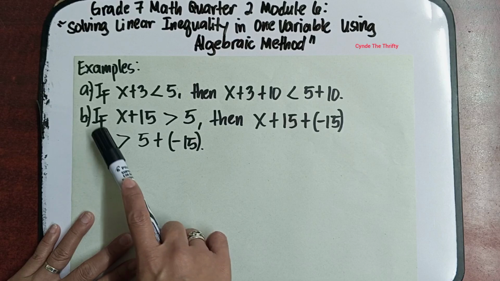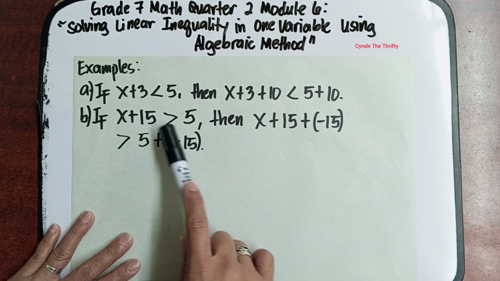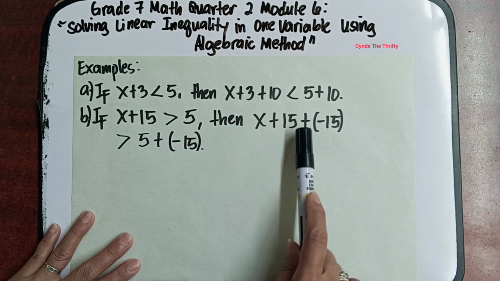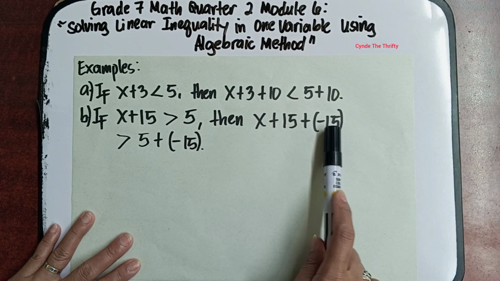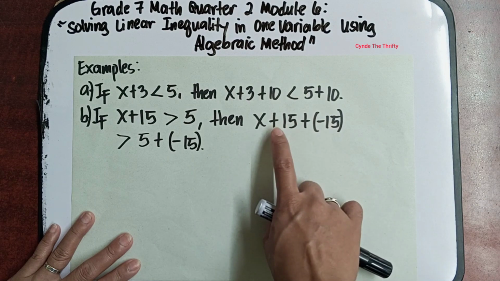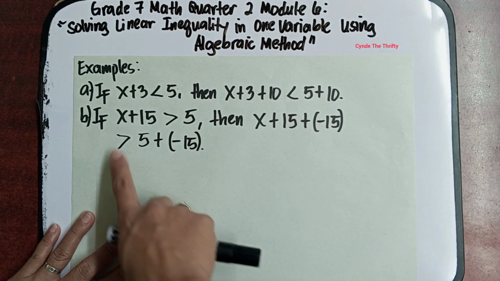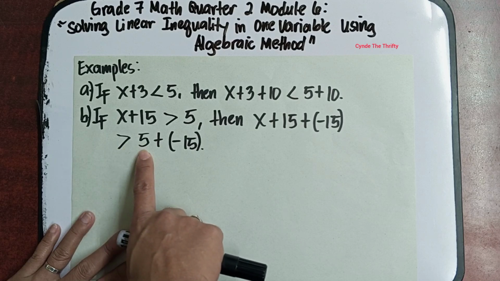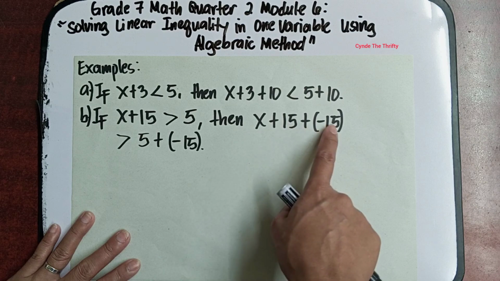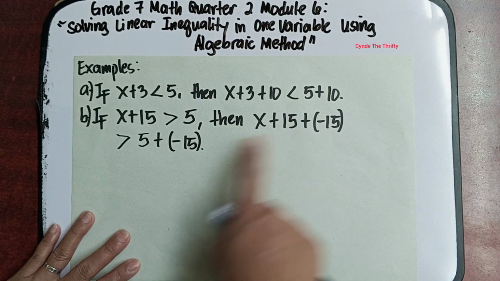Letter B. If X plus 15 is greater than 5, then X plus 15 plus negative 15, take note, negative ang na-add dito kasi positive si 15. Okay. So, is greater than 5 plus negative 15. So, nag-add tayo ng negative 15 both sides.